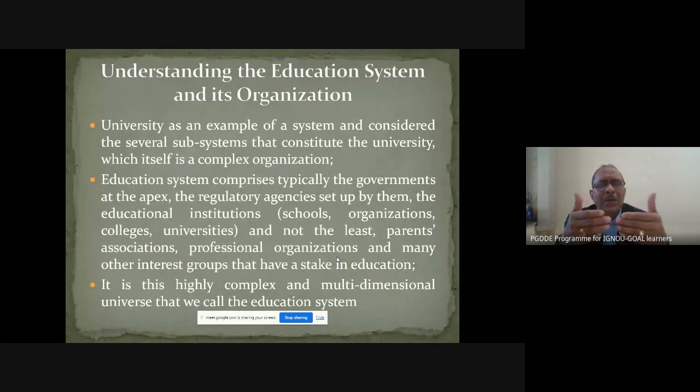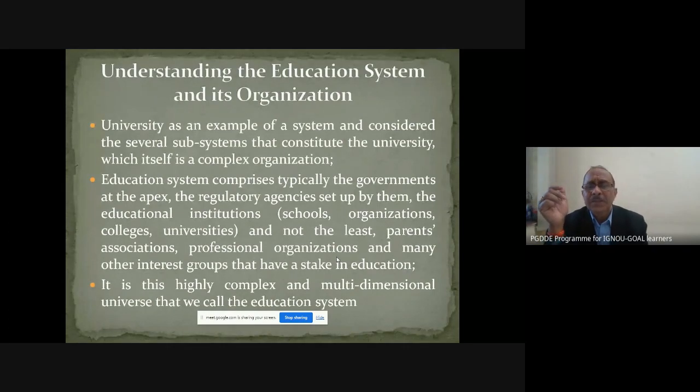In the college, you have the teachers and academics. Academic classes will be taught by the teachers, and the administration will take care of admission and examination, finance will take care of the financial aspects, and sports will take care of the sports activities. Various subsystems in any system constitute the university, which itself is a complex organization.